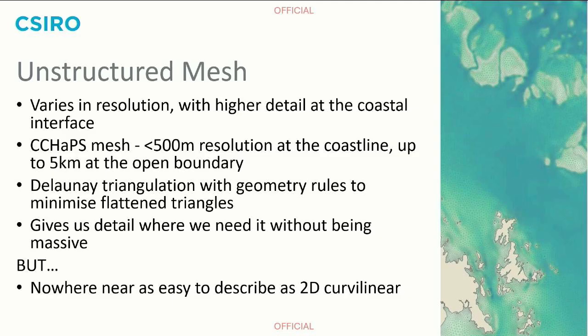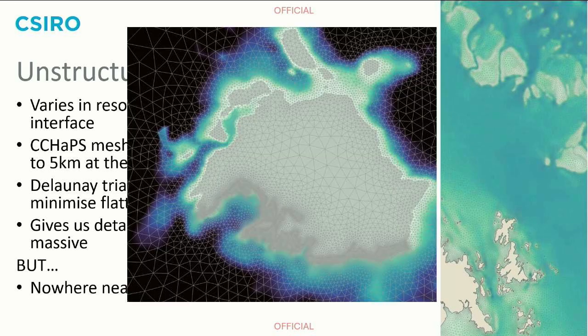It gives us detail without needing to be massive, but it's not as easy to describe as 2D curvilinear, because your typical structure with regard to a netCDF file or something like that has 2D coordinate systems in it, and this file structure doesn't work with that. So this is a nice little picture of Efate in Vanuatu showing that variable resolution that we have for the Vanuatu work. And this was a SCHISM coastal modeling product that we released with that work.